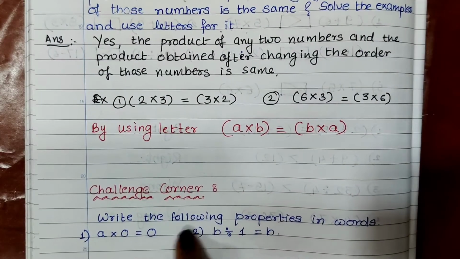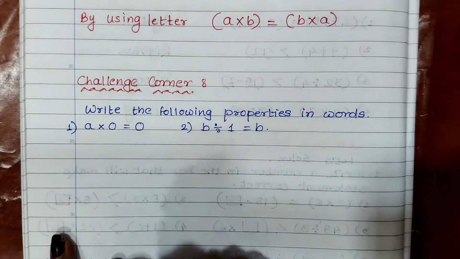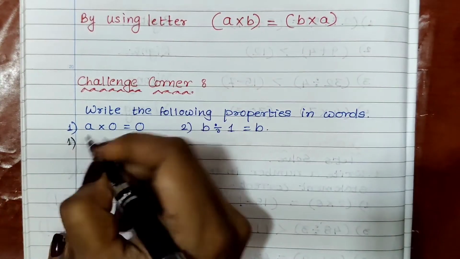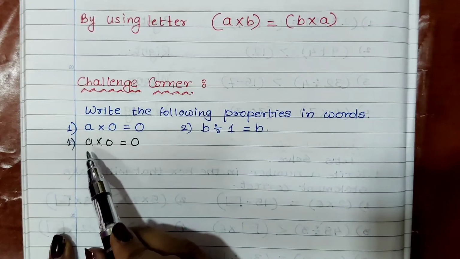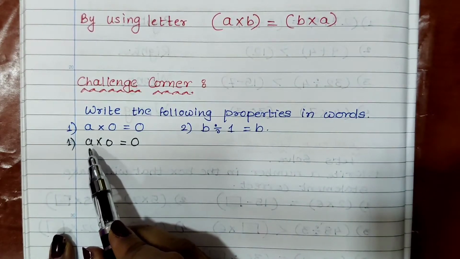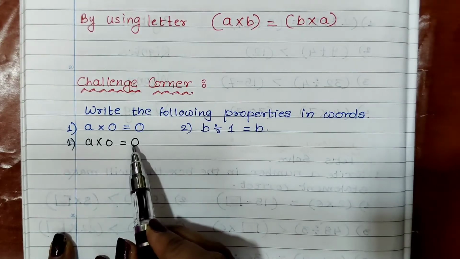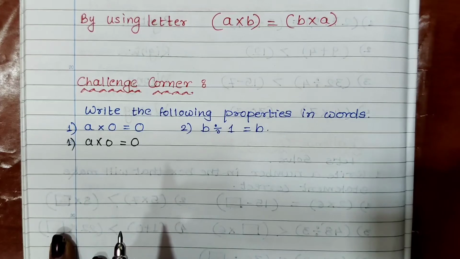So second is write the following properties in words. We have given the properties, we will have to write them in the word. See the first property. First property is A multiplied by 0 is 0. Answer is 0. So A can be any number. From this property, what you can see, that any number multiplied by 0, answer is 0. Their product is 0. So how to write it in the words?